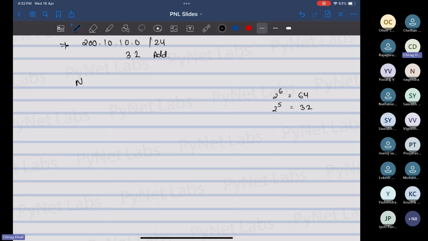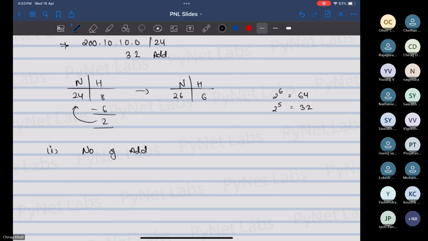So the default distribution is 24 bits and 8 bits. Out of 8, I require 6. 2 bits are extra. I'll give it to the network part. New distribution is going to be 26 and 6. First thing is calculating the number of addresses: 2 raised to the power 6, 64. Second is calculating the subnet mask.